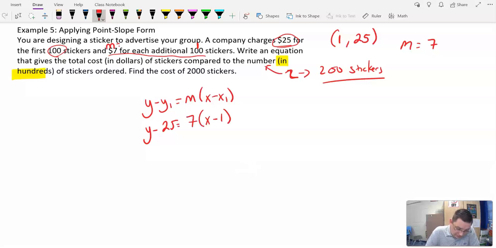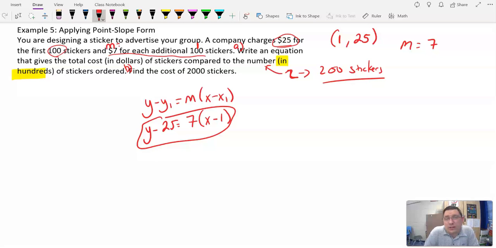And so what does this mean? So again, the 1 is the first 100 stickers, the 25 is the cost of those first 100 stickers, and then the 7 is how much each additional 100 stickers are going to be. And so what does the x represent? The x is how many additional packs of 100 that I'm going to have. So if x is 5, I bought 500 stickers, right? And then 5 minus the 1 will give me a 4 to multiply in here. And so let's see the second part of the problem, because this is the equation. So that is the answer to the first part, part A.